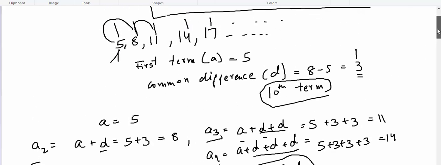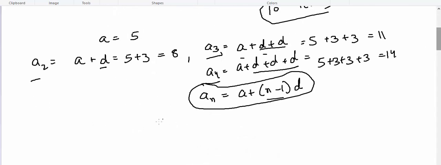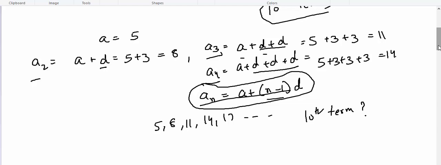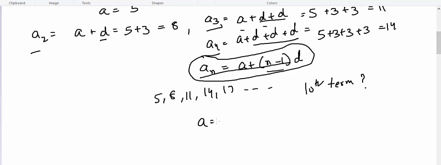Now let's come back to the previous question. We have a sequence here, 5, 8, 11, 14 and 17. Let's suppose I want to find the 10th term in this sequence, so I'll be using this formula. The value of a here is 5, which is the first term. The value of the common difference d is equal to 8 minus 5 equal to 3, and the value of n here is equal to 10.